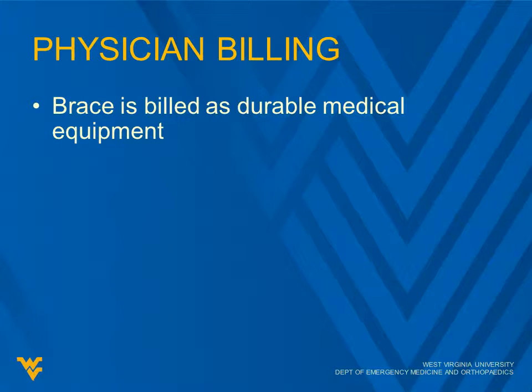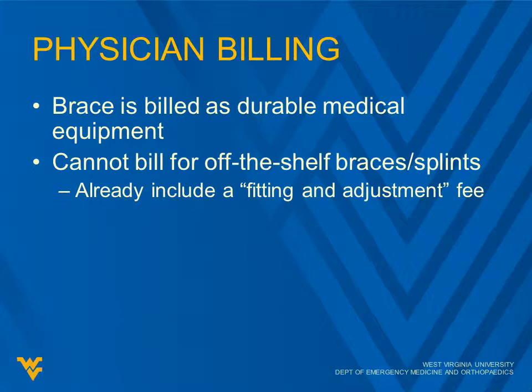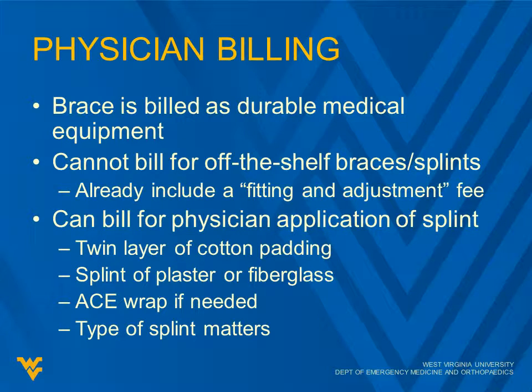So, billing of a splint or a brace: a brace is billed as durable medical equipment. That would be things like a knee immobilizer or a cock-up wrist splint or something like that. So those store-bought braces or manufactured braces are billed as durable medical equipment. You cannot bill physician billing for an off-the-shelf brace or splint because it already includes a fitting and adjustment fee as the durable medical equipment. But for a physician application of a splint, and again, this is physician application, you can't bill for somebody else's application like a tech.